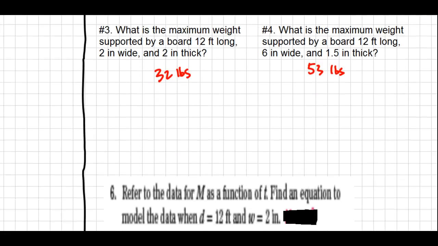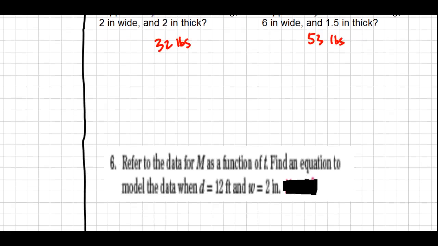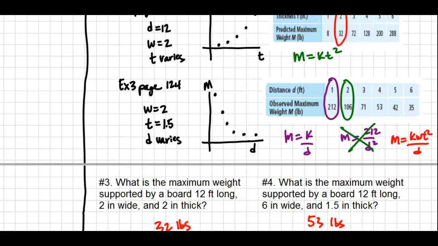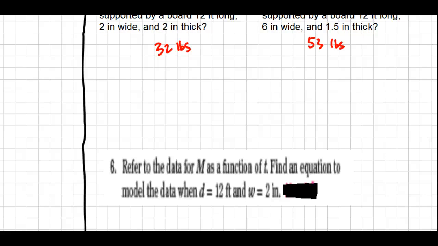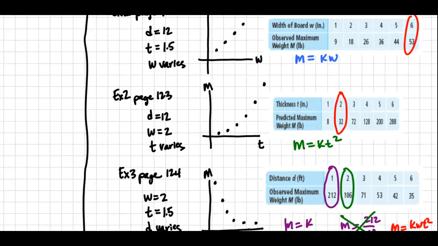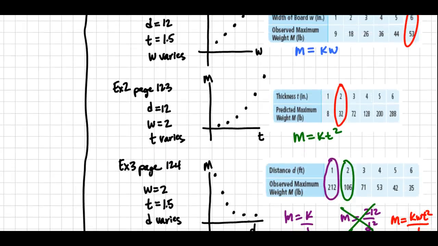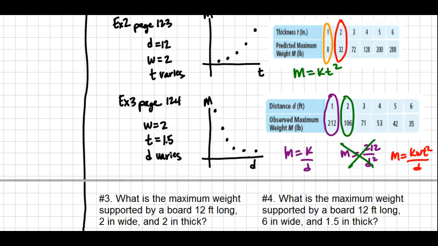Alright, and our last problem that we're going to do is number 6. Refer to the data for m as a function of t. Find an equation to model the data when d equals 12 and w equals 2. So if we go back to m as a function of t, that would be the second example. And we can see here that the k value, if we plug in the first coordinate, is going to be an 8. And we know that it's going to be t squared. So we're going to write m equals 8t squared as our equation.